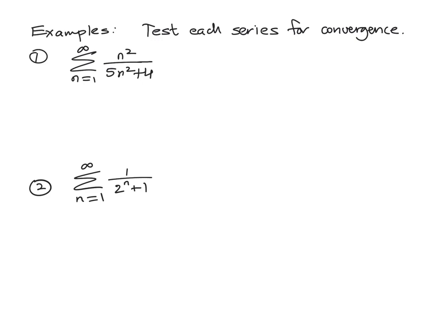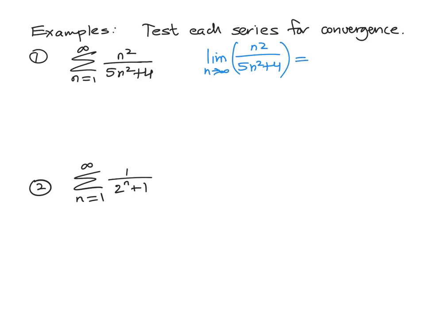So here are a few examples. First we're going to determine the convergence of this series, sigma as n goes from 1 to infinity of n squared over 5n squared plus 4. The first thing I'm going to do, and this is usually a very good idea to do right at the beginning, is take a look at the individual terms themselves. So let's consider the limit as n goes to infinity of just n squared over 5n squared plus 4, just those terms. Forget about adding them up for a second. We're just looking at those terms.